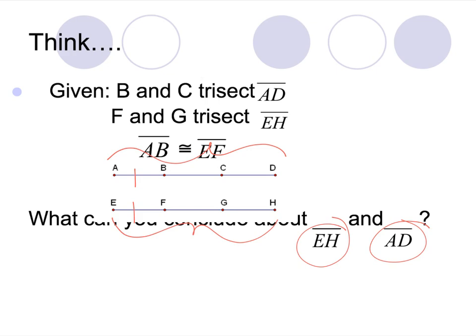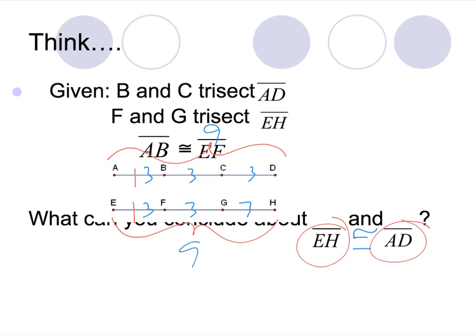Well, how about I put some values to it? Because sometimes I like some numbers. Let's say this is 3, which would make this 3. Now, if it was trisected, these would all be congruent, so we get 3, 3, and 3. What are these going to equal? 9 and 9. So what do we know about AD and EH? They are congruent. They're equal measure, they're congruent.